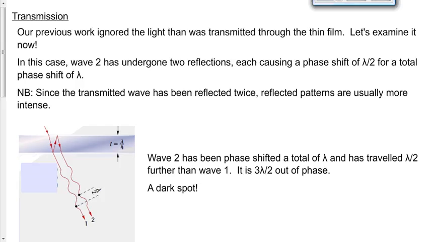But the one thing to keep in mind is that we're actually dealing with light being transmitted, or pardon me, reflected twice. And every time you have a reflection, you're losing some of the intensity of the light. And so transmitted patterns generally aren't going to be as bright as reflected patterns, because every time you reflect, you're losing some energy. And so now we have two reflections instead of just one. All right, so let's look at this case again.